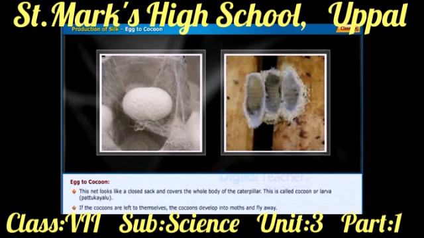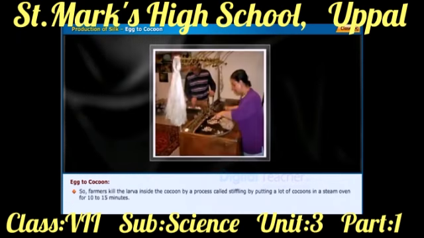If the cocoons are left to themselves, they develop into moths and fly away. When the moths come out from the cocoon, the thread gets damaged. So farmers kill the larva inside the cocoon by a process called stifling, by putting a lot of cocoons in a steam oven for 10 to 15 minutes. The stifling process helps to store the cocoons for a long time, and this process is usually done in reeling centers.